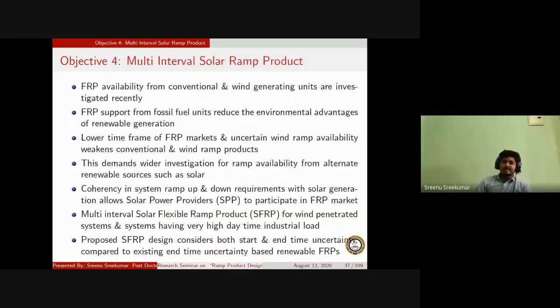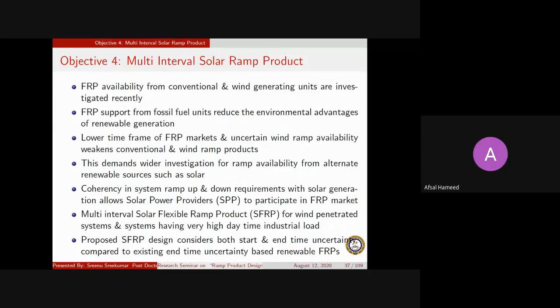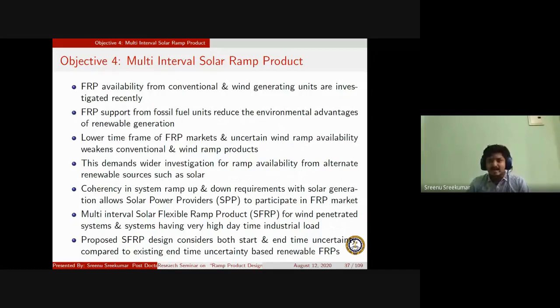So objective 4 proposes a solar flexible RAM product. Conventionally, FRP availability from conventional and wind generating units is investigated. If you are using conventional fossil fuel generators to support renewable generation, it reduces the environmental advantages. And also the shorter time frame of the FRP market and uncertain wind RAM availability weaken such conventional and wind RAM products. This demands wider investigation of RAM availability from alternate renewable sources such as solar generation, and coherency in system up and down RAM requirements with solar generation allows solar power plants to participate in FRP markets.